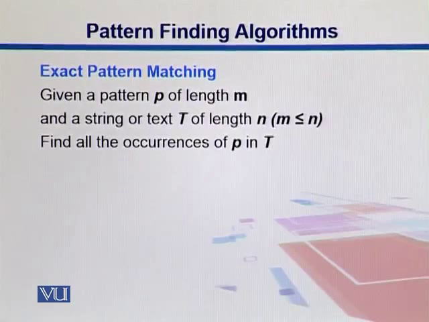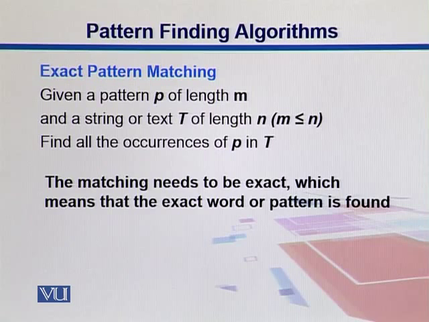In exact pattern matching, we are given a pattern P of length m and a string or text T of length n, where m should be less than or equal to n, so it cannot be greater than that. So we are looking for a pattern of smaller or equal length within a text of larger or equal length. Our objective is to find all the occurrences of P in T, and in this case the matching needs to be exact, which means that the exact word or pattern is found. So there are no gaps or substitutions; we are interested in exact pattern matching.